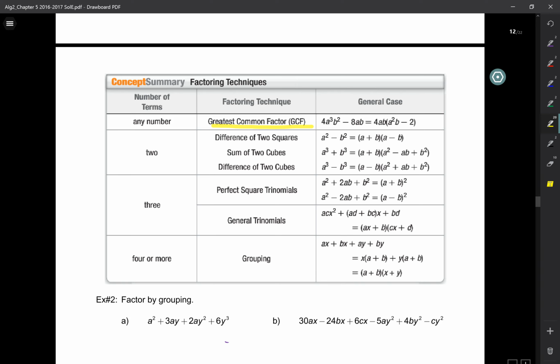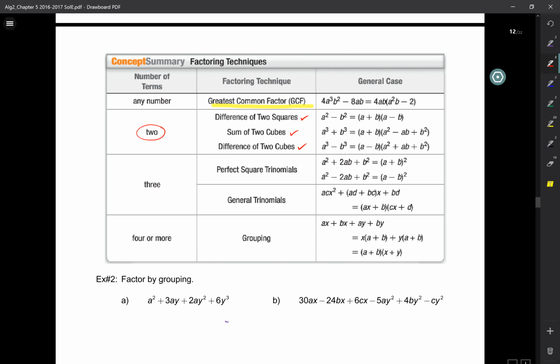Now, we've also learned difference of 2 squares, sum of 2 cubes, difference of 2 cubes. In order to be able to use these, your expression is going to be a binomial. So you only have 2 terms: x cubed minus 8, x squared minus 4, x cubed plus 64, 2 terms. We've also learned perfect square trinomial and general trinomials. These are when you have 3 terms, x squared plus 4x plus 7.